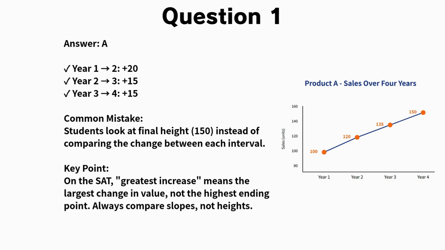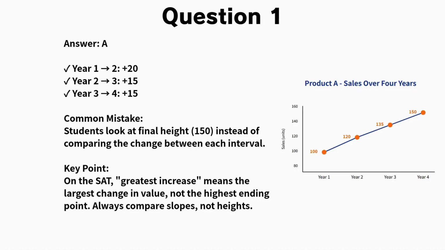Here's the trap that catches many students. When you first look at this graph, year 4 sits at the highest point, 150. So it feels like year 4 must be the answer. But remember, the question asks for the greatest increase, not the highest value. The ending height doesn't tell you how much the value changed.